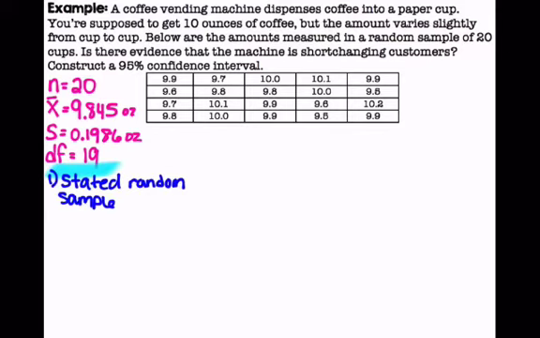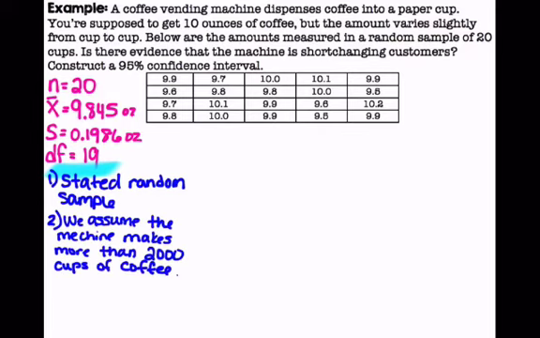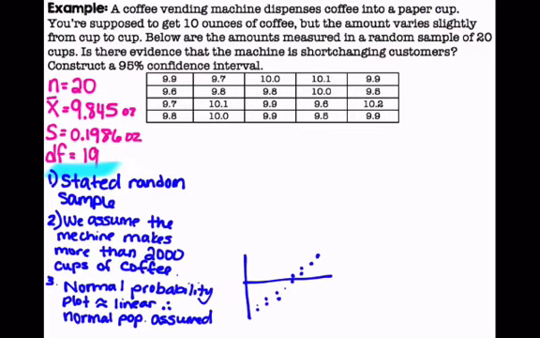Now I can check my conditions. They stated that it was a random sample. We assume that the machine makes more than 2,000 cups of coffee, so that's 10 times, or it really should just be 200, right? 10 times my sample. And then a normal probability model. So if I made a normal probability plot, I would see that it's approximately linear. So I drew a quick little sketch of the normal probability plot. And then I can say that the normal population is assumed.